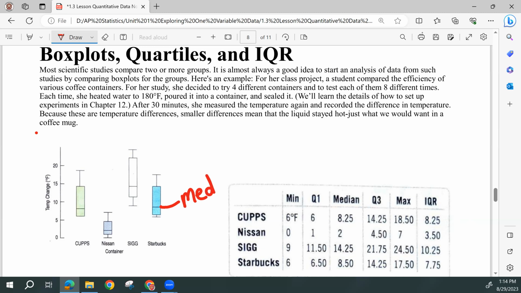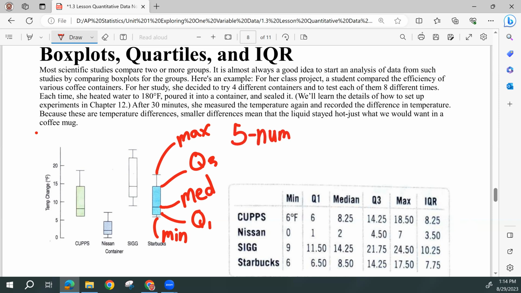They show us the first quartile, Q1, and the third quartile, Q3. They show us the maximum value, and they show us the minimum value. We often refer to this as the 5-number summary, which I will show you how to calculate as well when we do some calculator stuff together.